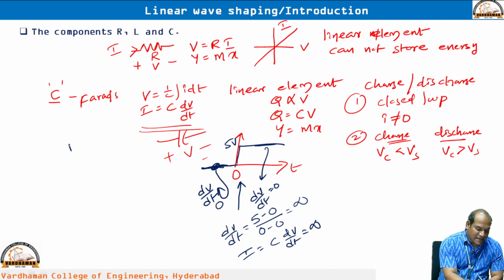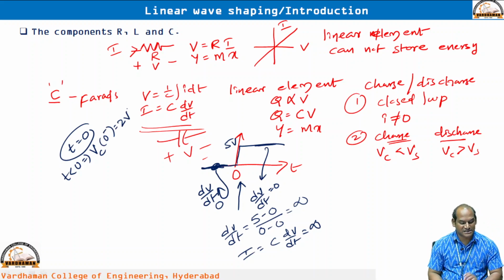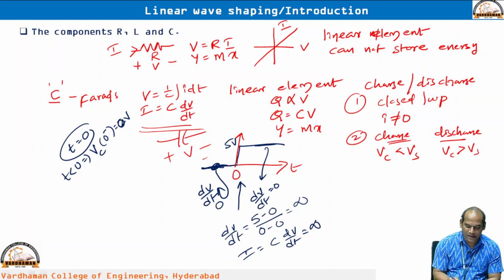At t is equal to 0, a discontinuity is available. Before t is equal to 0, suppose the capacitor voltage is, for example, 2 volts; that is just an example. At t is equal to 0 there is a discontinuity. In this particular case, we have 0 volts before t is equal to 0. Across the capacitor how much voltage is there before t is equal to 0? 0 volts. At t is equal to 0 you have suddenly applied 5 volts.